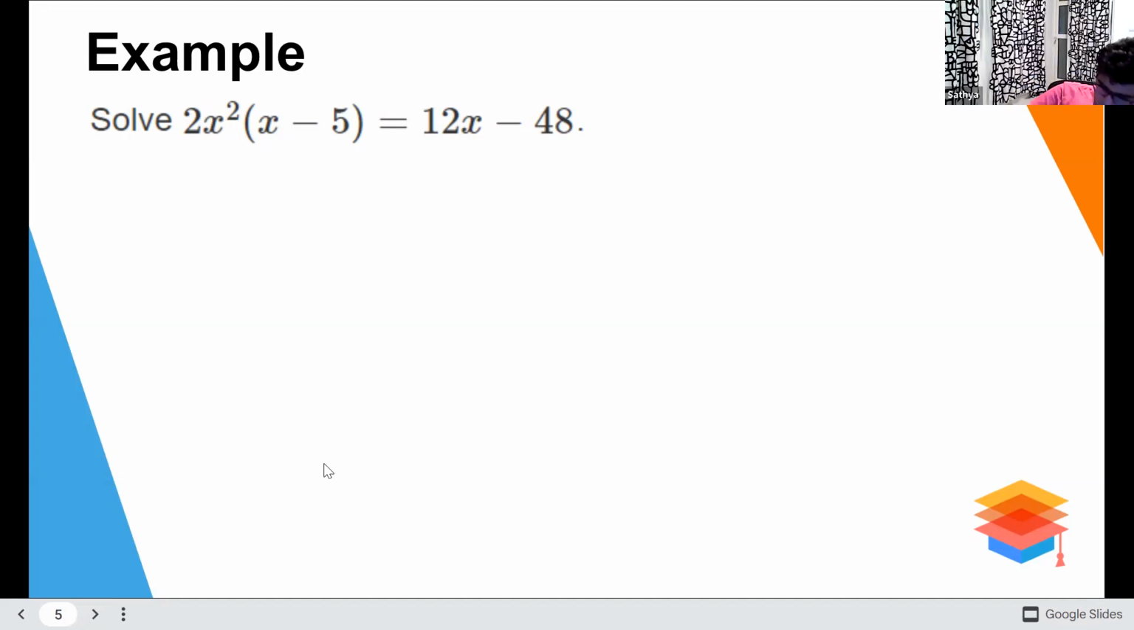So I got 2x cubed minus 22x. How? Don't we take 10x squared and 12x, they are not like terms. So 2x cubed minus 10x squared minus 12x plus 48.